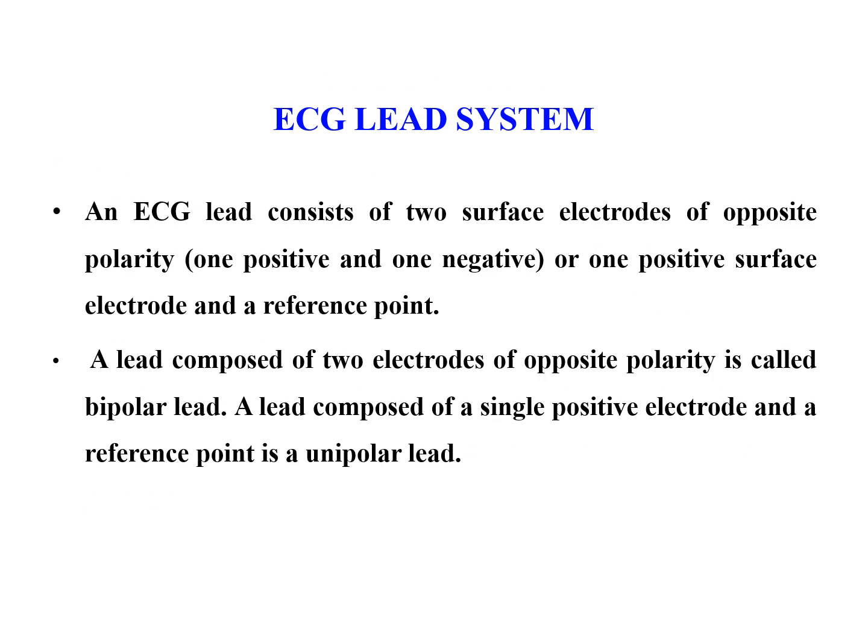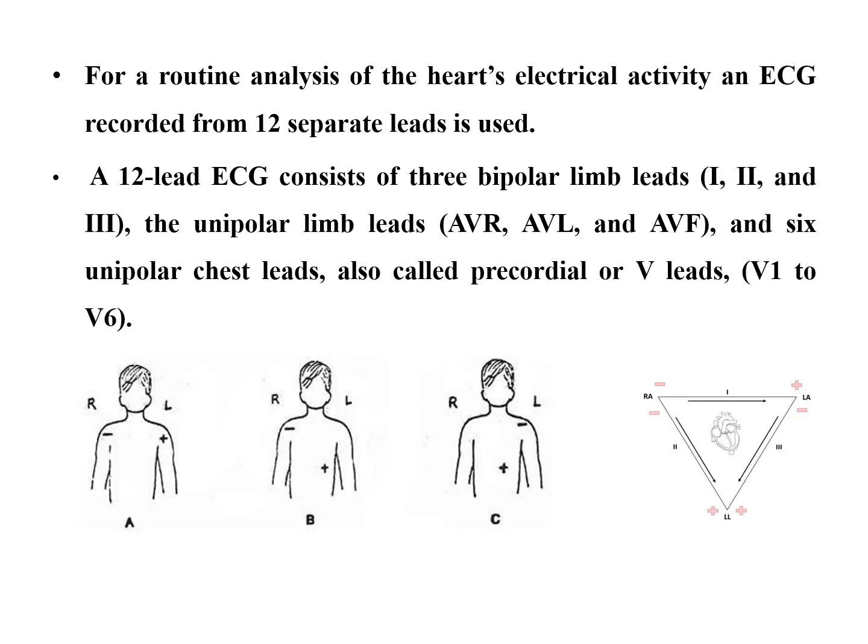Next one, the ECG lead system. The ECG lead system consists of two surface electrodes of opposite polarity, or one positive surface electrode and a reference point. A lead composed of two electrodes of opposite polarity is called a bipolar lead. A lead composed of a single positive electrode and a reference point is a unipolar lead. This is a diagram of the 12 lead ECG system.